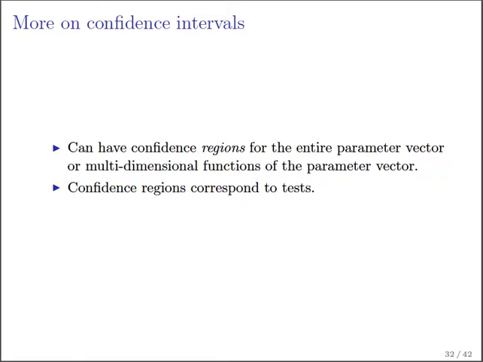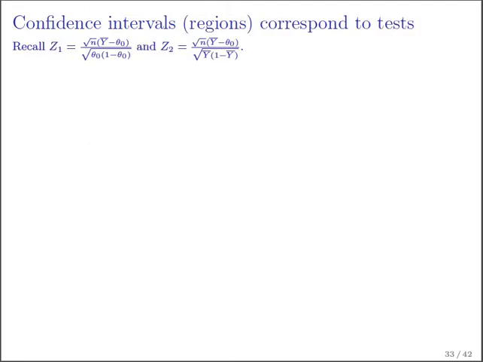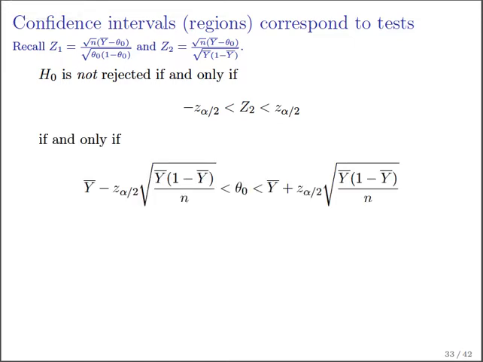You can have confidence regions for a parameter vector if it's a multi-parameter problem, or multi-dimensional functions of the parameter vector, and confidence regions correspond to tests. As a quick example, remember our Z1 and Z2. Taking Z2 as an example, the null hypothesis is not rejected if and only if the test statistic is not out on the tails, that is, it's between minus Z alpha over 2 and Z alpha over 2. Then you substitute what Z2 is and go through all these calculations, and those are exactly the same calculations that you use to derive the confidence interval.